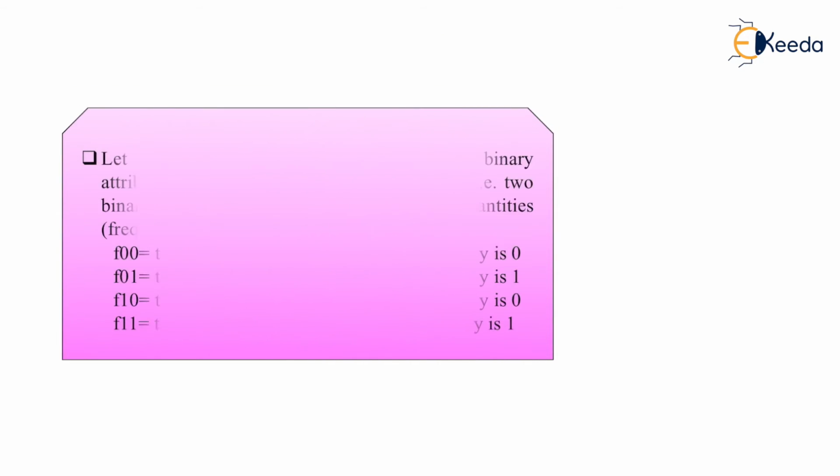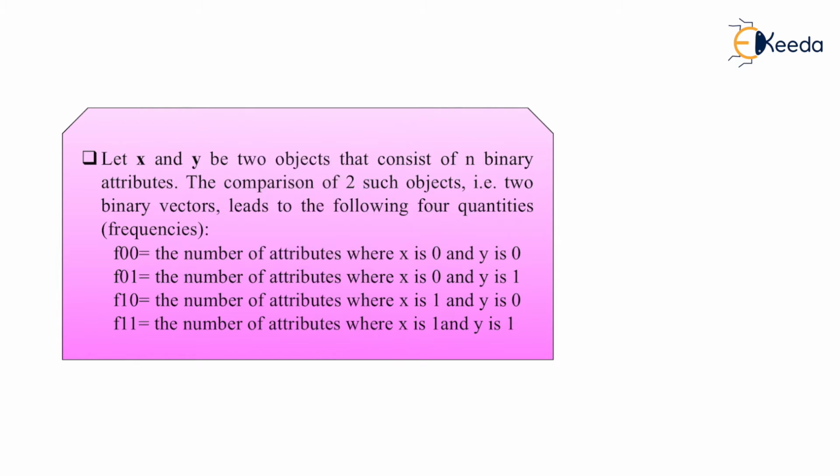Next is, let x and y be two objects that consist of n binary attributes. The comparison of two such objects, that is two binary vectors, leads to the following four quantities, the frequencies. f00 is the number of attributes where x is 0 and y is 0. f01 is where x is 0 and y is 1. f10 is the frequency where x is 1 and y is 0. And f11 is where x is 1 and y is also 1.